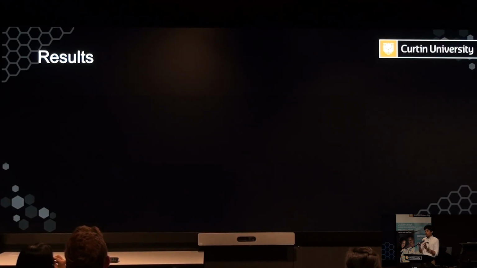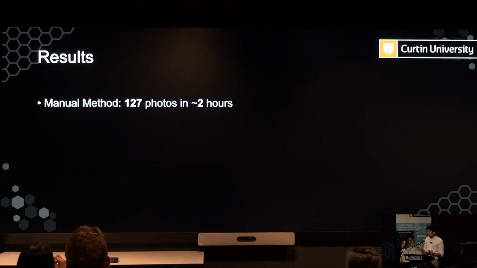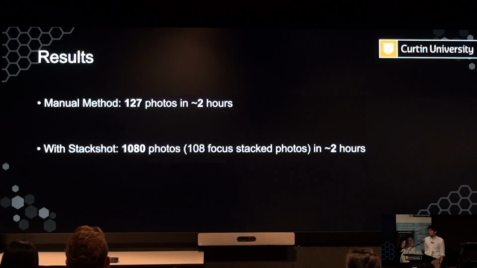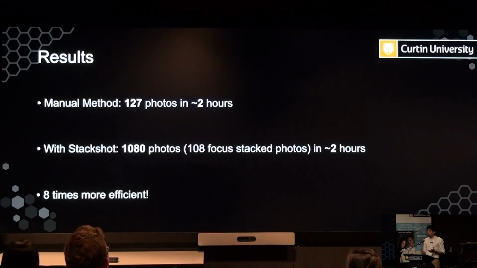But in terms of the workflow, with the old manual method of photography, you could get roughly 127 photos in about 2 hours. With our process, we can take about 1,080 photos, right? And this translates into 108 focus stacked photos. And we can do this in the same amount of time. So that's roughly 8 times more efficient, right? It's pretty good.